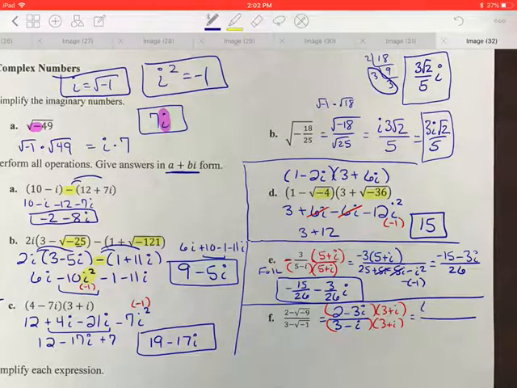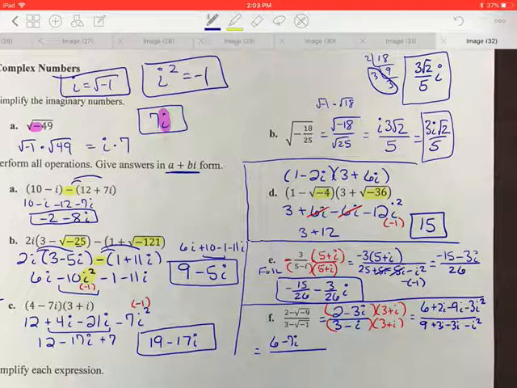So for the top, I'm going to get 6 plus 2i minus 9i minus 3i squared. On the bottom, I get 9 plus 3i minus 3i minus i squared. All right, so everywhere I had an i squared, I'm going to put a negative 1. So the top becomes 6 minus 7i, if I put my similar terms together.